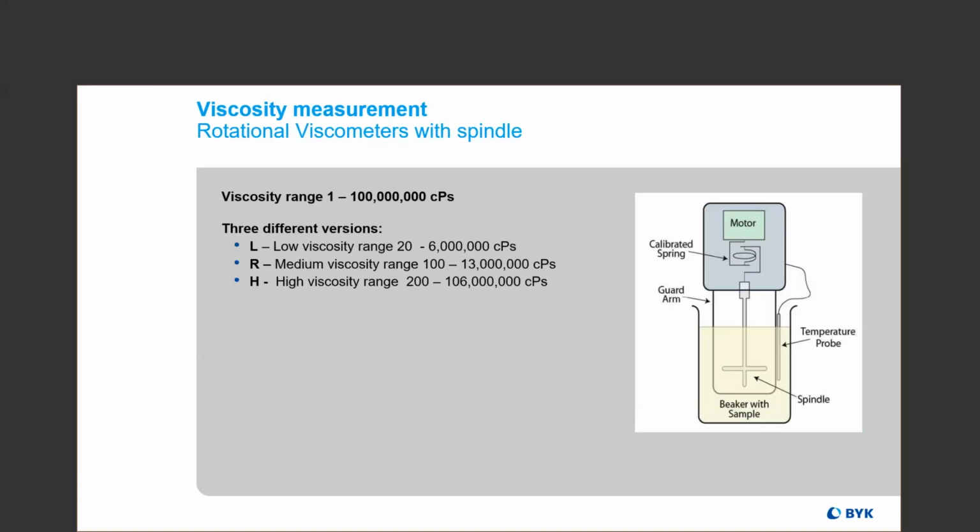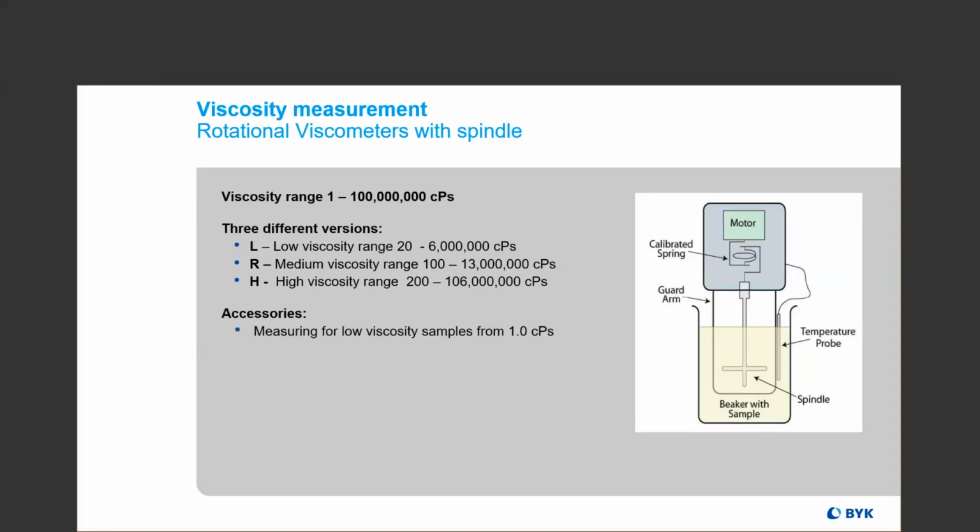And so the actual difference between these 3 units has to do with basically 2 things. One is the set of spindles that you're getting. The L, the R, and the H each come with a different set of spindles. The higher viscosity versions come with larger spindles that increase the shear stress, or the shear rate, I should say. No, I think shear stress is correct.